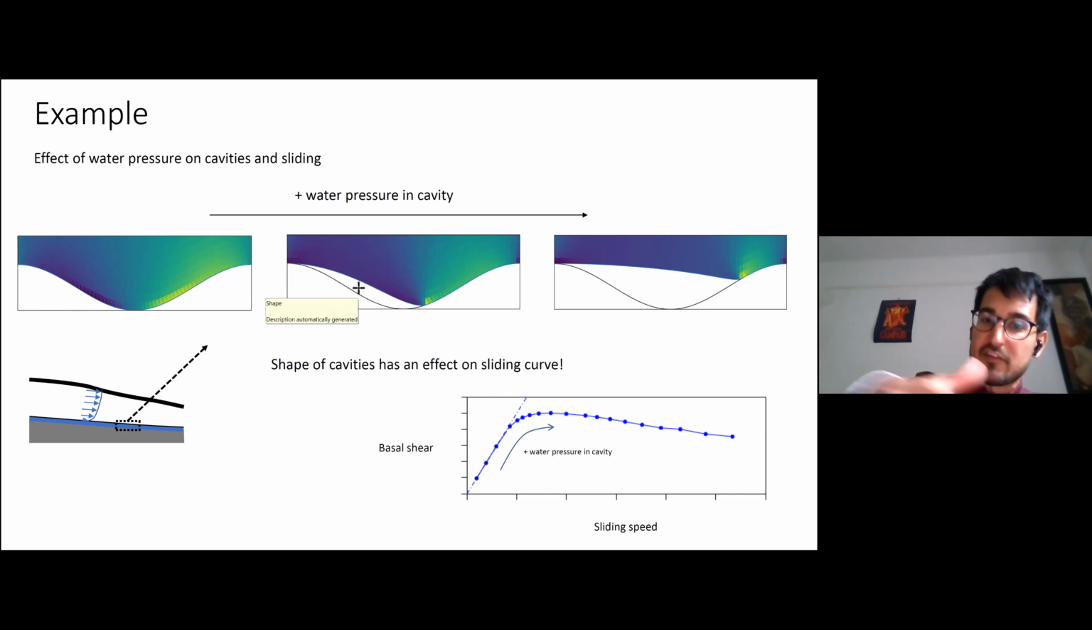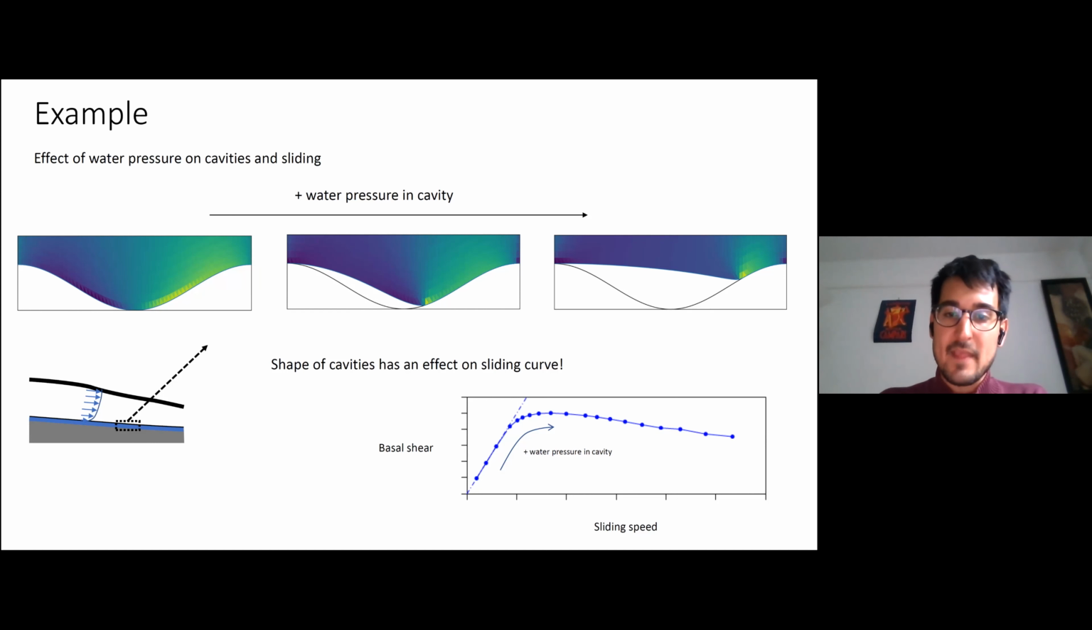the ice cavitates more and more. And it's this process of cavitation, these calculations, that allow us to reconstruct a sliding curve, taking into account a varying water pressure in the cavity. And these are very well-known results. So this kind of sliding curve has been obtained in the past, so this is nothing new.